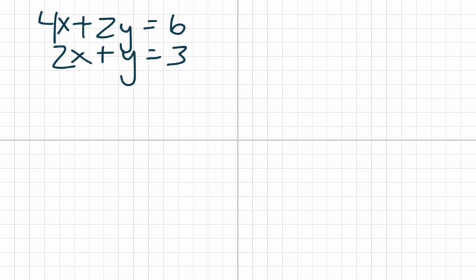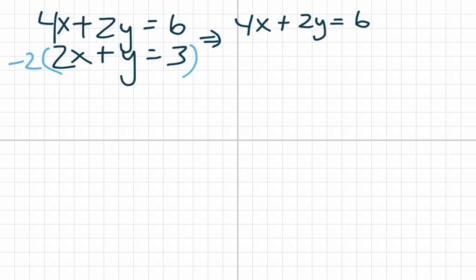So this one we're going to solve with the elimination strategy. Again, just to review the elimination strategy. If I wanted to, say, get rid of the y's, I would need a negative 2 in front of this y. So I'm going to go ahead and multiply the bottom equation by negative 2. And we'll leave the top equation alone. So we'll copy over the 4x plus 2y equals 6. And on the bottom, we're going to have negative 4x minus 2y equals negative 6.